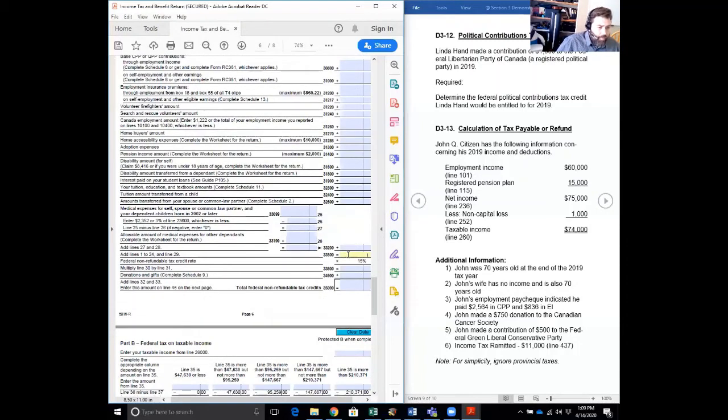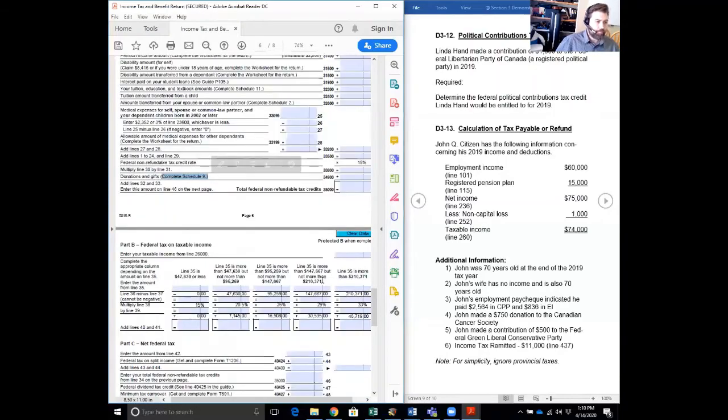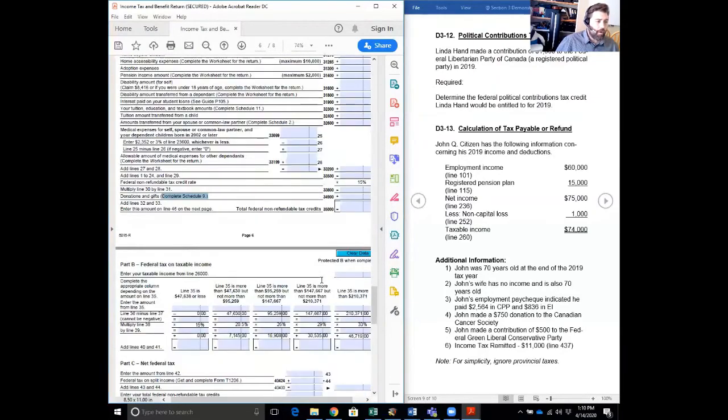So we add all these up, multiply it by our 15% rate, and then we come up with an amount before donations and gifts. The donations and gifts tax credit uses its own rates and way of calculating the tax credit. And so we would use Schedule 9 for that. Okay, so far so good.